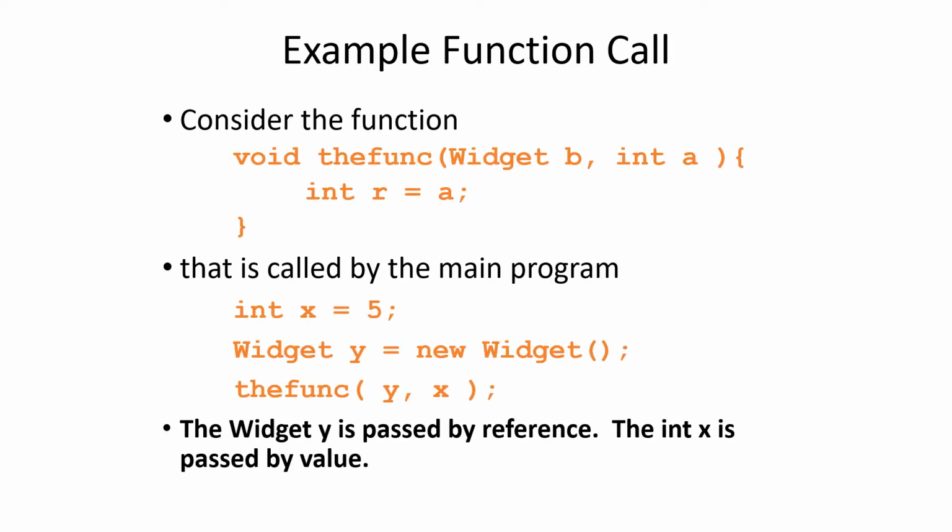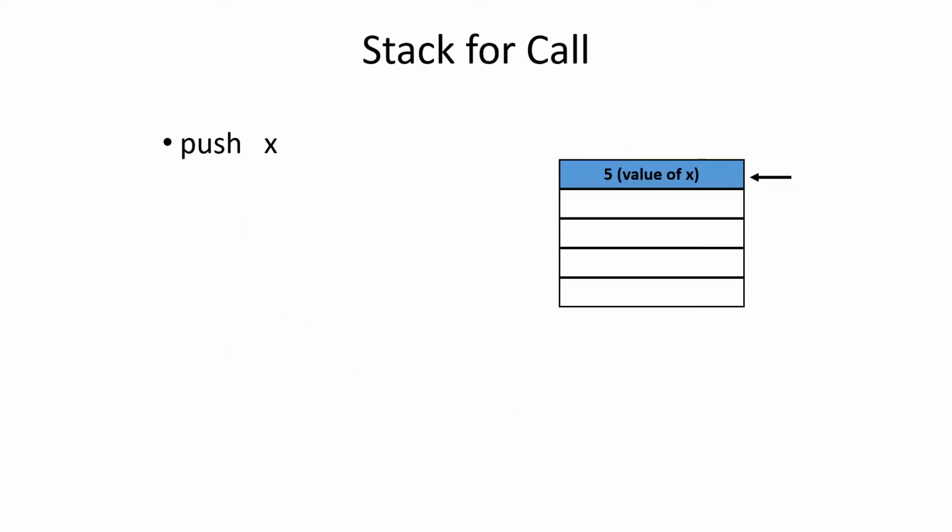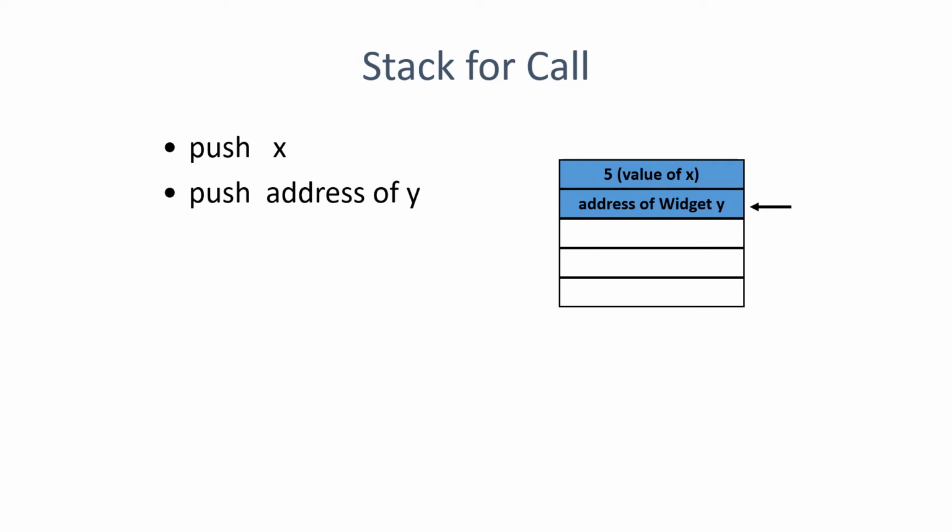Here's an example. We're going to call a function passing in a widget, which is passed by reference, and an integer, which is passed by value. And we have a local variable r. Okay. So the first thing we do is we push the value 5. Now it passes the value 5, which was the value of x, on the stack. It's a copy of that because we're doing a pass by value. Then for widget, which we pass by reference, it passes the address of widget on the stack. Then we do the call instruction, which pushes the return address on the stack and then jumps to the method.